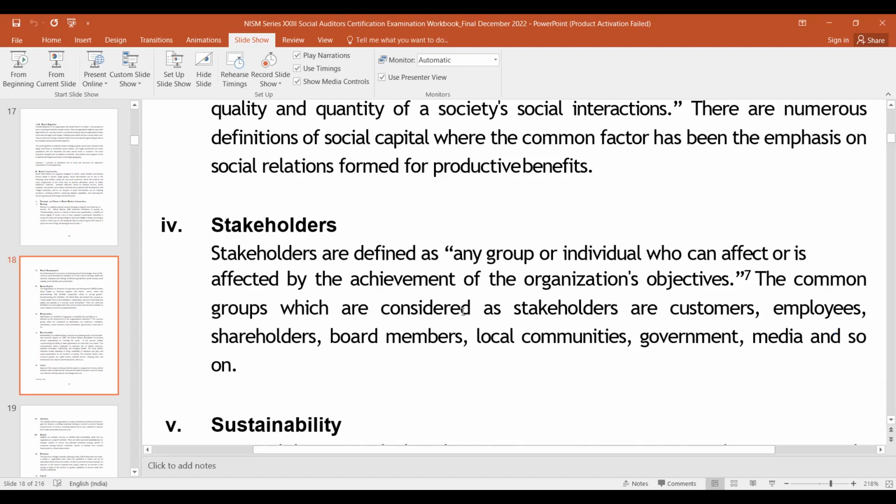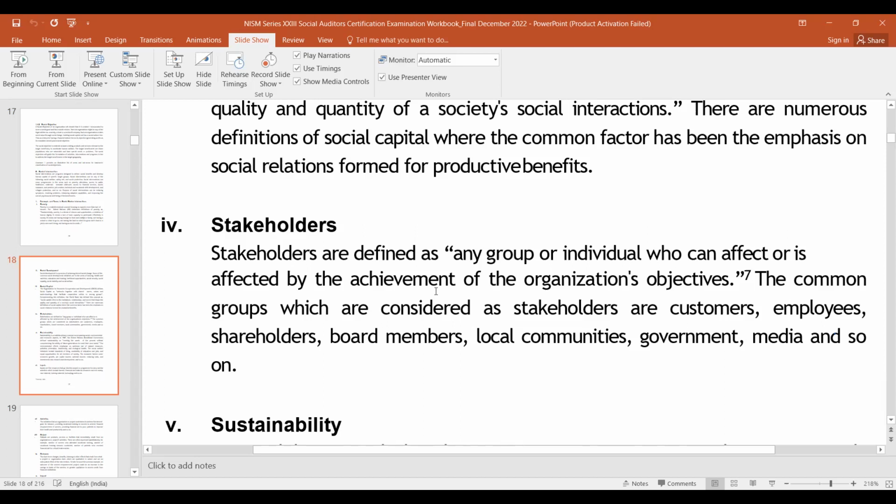So if you have formed a company, the shareholder is a stakeholder. The customers for whom you are developing products, they are the stakeholders. Employees are stakeholders. Board members are stakeholders. Local communities which you are utilizing for forming self-help groups, so they are also stakeholders.